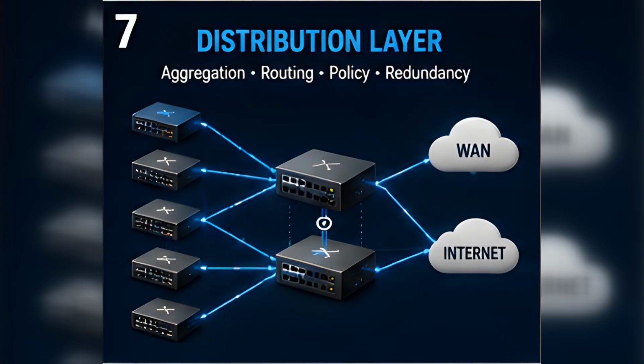The distribution layer aggregates connections from multiple access switches. It commonly connects the campus toward the WAN, internet, or other network services. Distribution switches are usually multi-layer switches that support both Layer 2 switching and Layer 3 routing. The distribution layer often forms the boundary between Layer 2 and Layer 3. Access-facing links may be trunks, while connections toward the rest of the network use routed Layer 3 links.